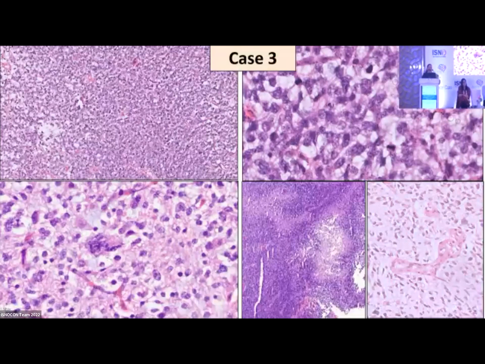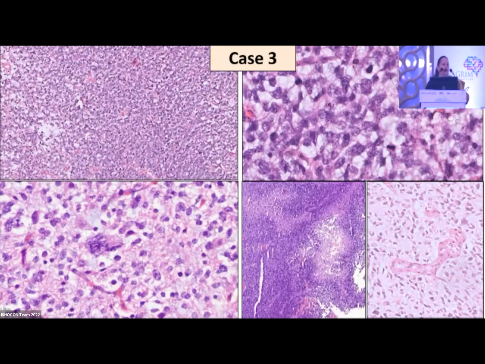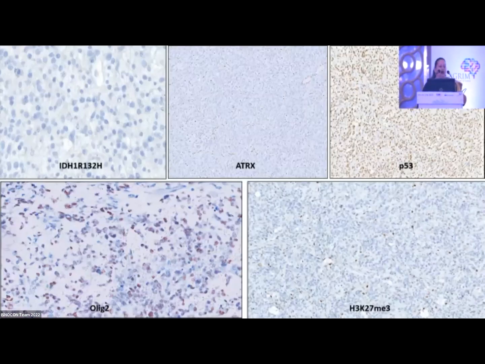Case 3, once again, undifferentiated round blue cells, diffusely infiltrating, pleomorphism, microvascular proliferation, and necrosis, mitosis. And once again, IDH negative, ATRX loss, P53 positive. OLIG2 was positive in this, and there was H3K27me3 loss on the routine panel.